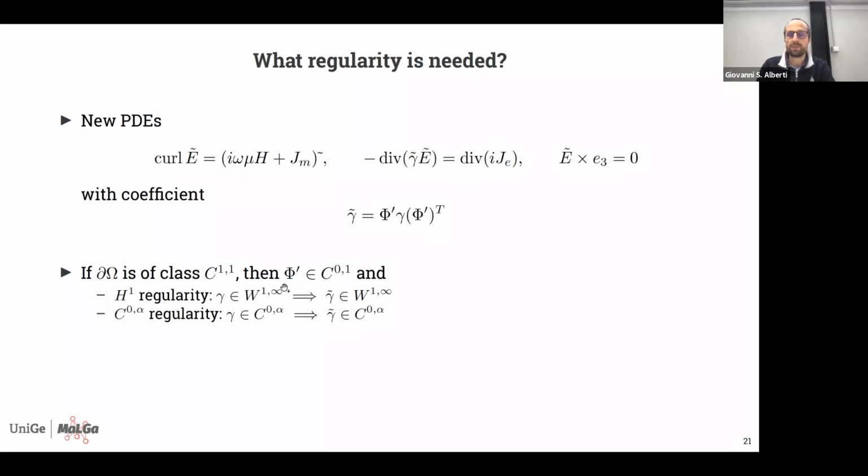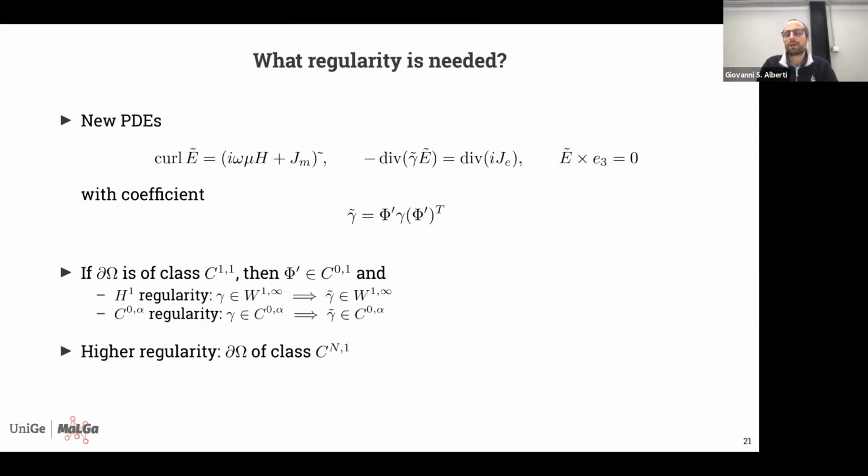But if phi prime is Lipschitz, you see automatically that if gamma is Lipschitz, also gamma tilde is Lipschitz, and so H1 regularity is okay, because H1 regularity needed gamma Lipschitz or gamma in W^{1,3}, but this is still okay. Or C^{0,alpha} is still okay, because if gamma is C^{0,alpha}, then also gamma tilde is C^{0,alpha}, because this multiplication doesn't have any effect there. Good. So this shows that boundary regularity can be easily dealt with by this change of coordinates and applying classical results in the elliptic case.